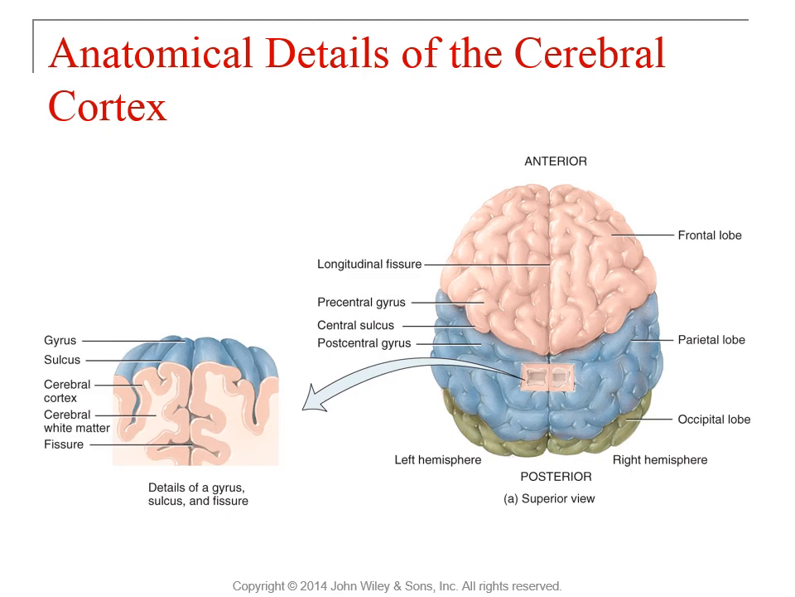You have frontal, which is most anterior, followed by the parietal, followed by the occipital going most posterior. If you look between the two frontal lobes, two parietal lobes, two occipital lobes, left and right hemisphere, they'll be separated by the longitudinal fissure.